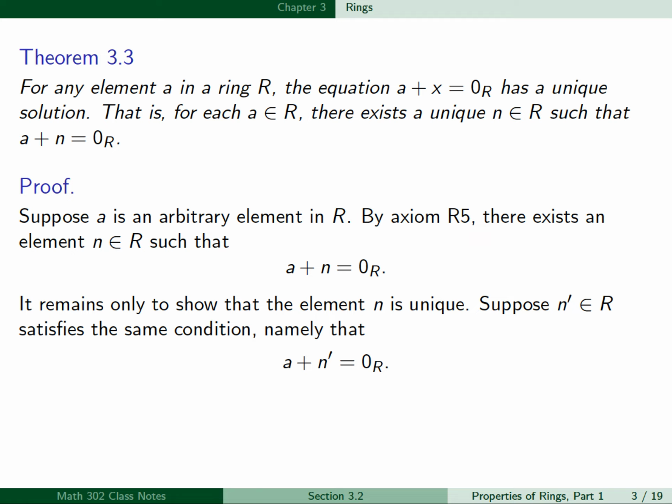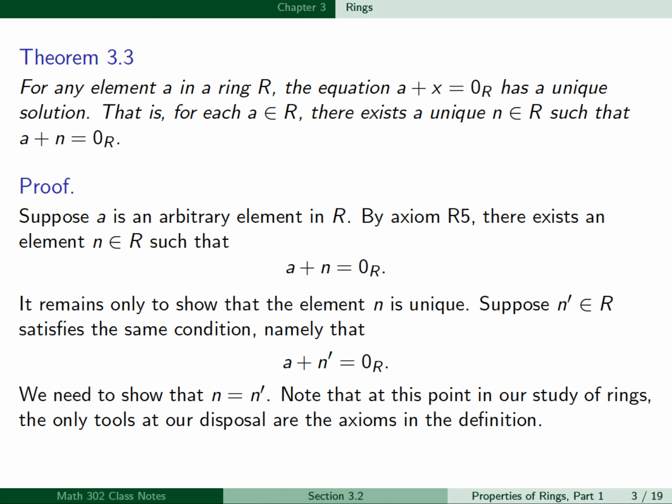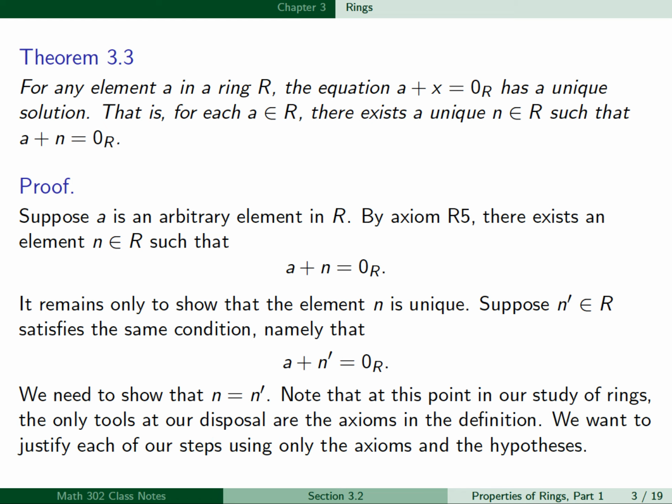So we'll do a typical uniqueness proof. We'll suppose that we have another element that satisfies the same condition. So suppose n prime in R is an element that satisfies the same condition, namely that A plus n prime equals 0 sub R. We then need to show that n is equal to n prime. Now note that at this point in our study of rings, the only tools at our disposal are the axioms in the definition. So we want to justify each of our steps using only the axioms and the hypotheses in the theorem.